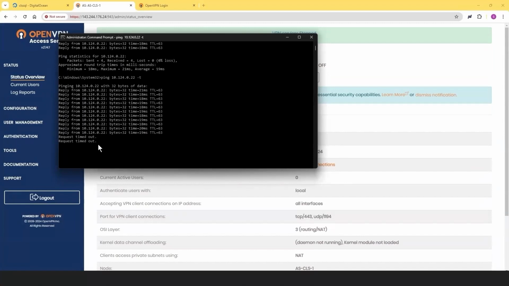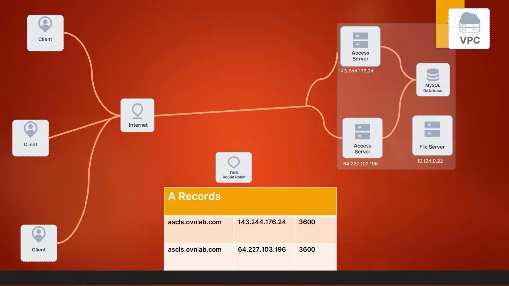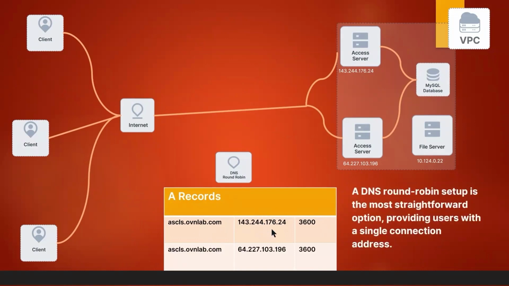So that's what we're talking about, clustering a group of access servers. In our setup, we're going to have two access servers. You can see the IP addresses. I've already set up my SQL database on DigitalOcean. We can see that here. And then again, I have the file server. I've already set up my DNS records for each of the access servers. It's going to be ascls.ovnlab.com. It's a DNS round robin setup. It's the most straightforward option, basically providing users with a single connection address. So again, as you can see on my A records.